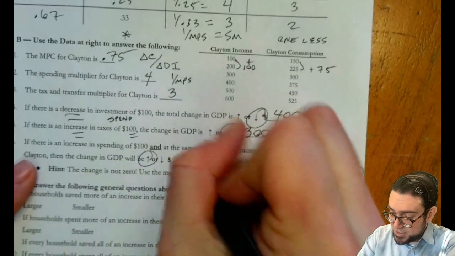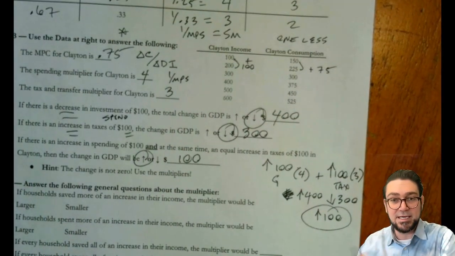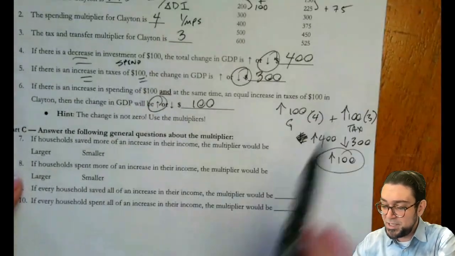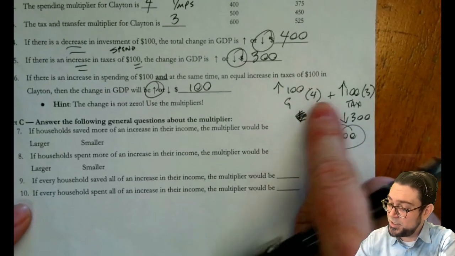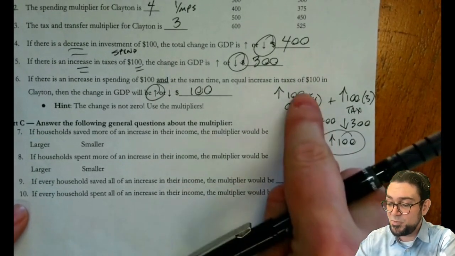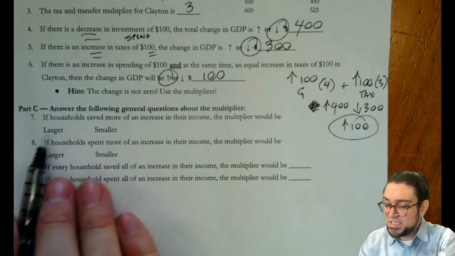And again, it's really a matter of understanding that these two multipliers do not cancel each other out. And so that's a very common type of question that you're likely to see. You actually don't even need the multipliers to do it because you could plug in any pair here and you would still end up with that same value. Let's take a look at part C. These are more general questions.